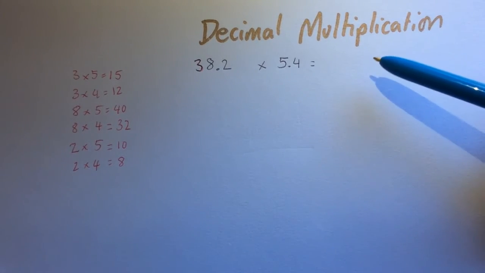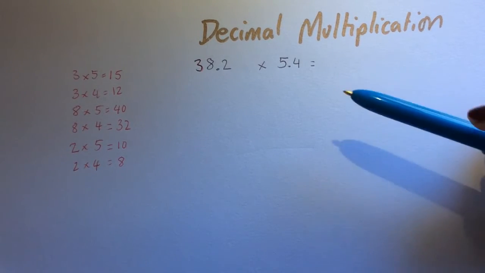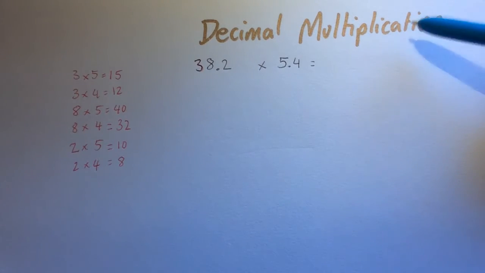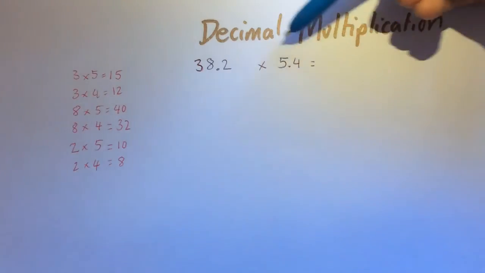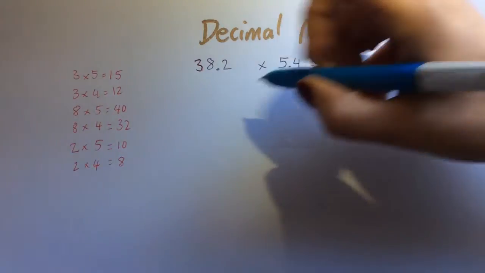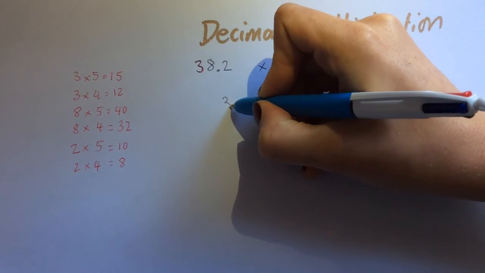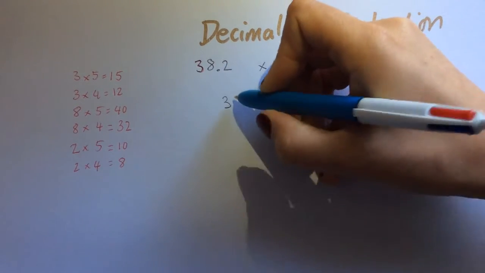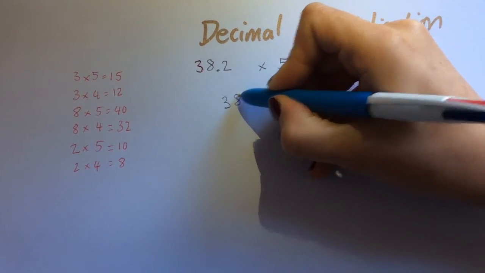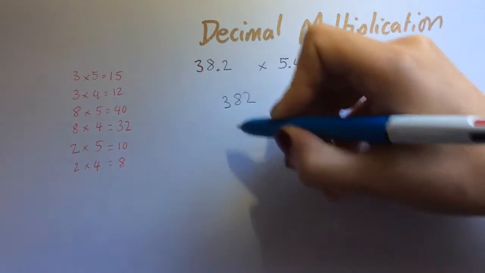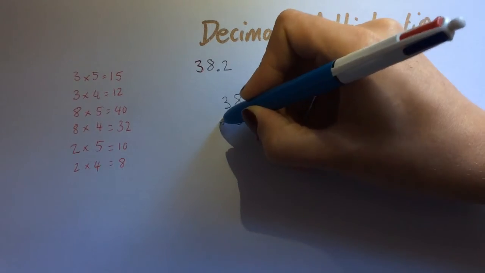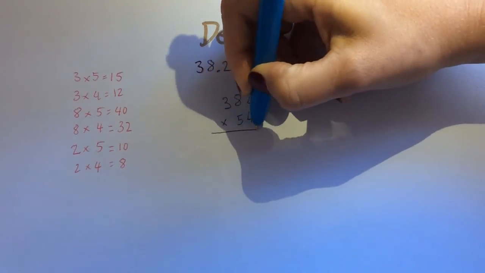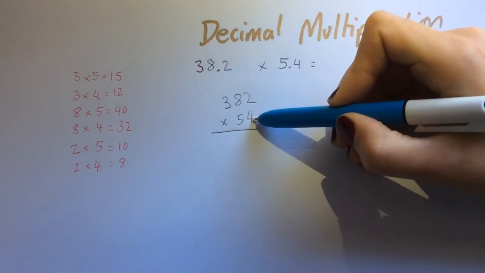So with decimal multiplication, it may look a bit scary, but it's actually very easy because what you do is you multiply these two numbers as if the decimal wasn't actually there. So I'm going to show you what I mean here. So I'm just going to rewrite this one as 382 multiplied by 54. Okay, so I'll just quickly go ahead and do that.